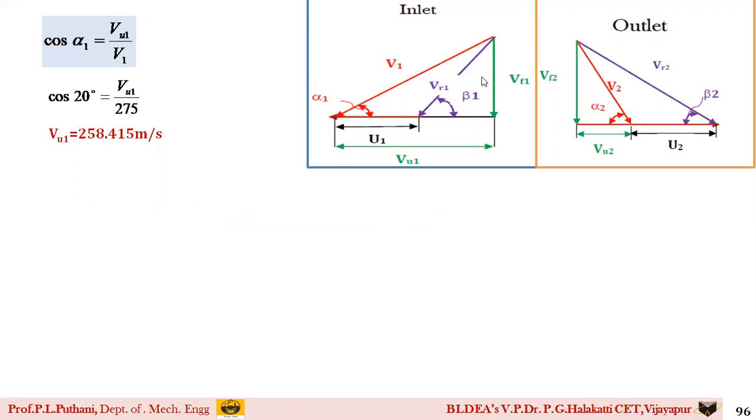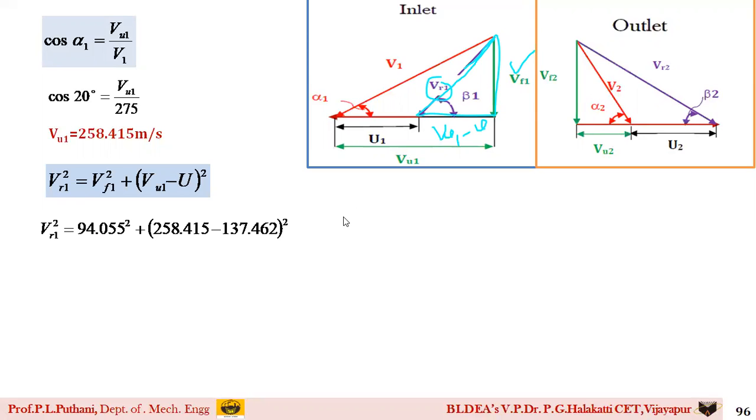Now in the inlet velocity triangle, please observe the triangle I'm highlighting with the blue color. This particular velocity triangle is a right angle triangle. Already Vf1 is found out, and this particular length is nothing but Vu1 minus u. V1 is calculated, u is calculated, so I can find the value of VR1 using the Pythagoras theorem. That is VR1 square is equal to Vf1 square plus (Vu1 minus u) whole square. On substituting the values and on simplification, I get the value of VR1 as 153.218 meters per second.